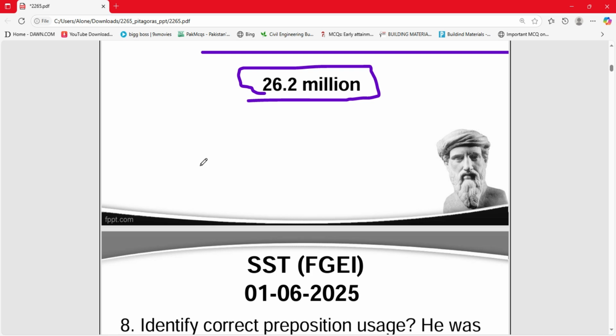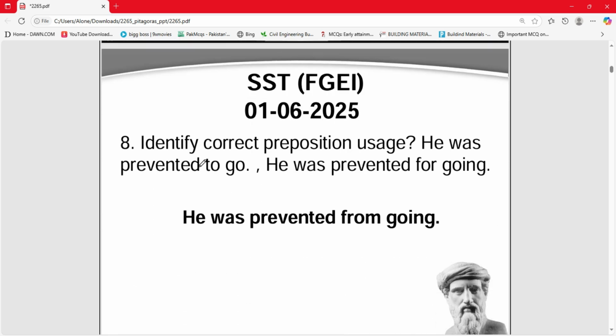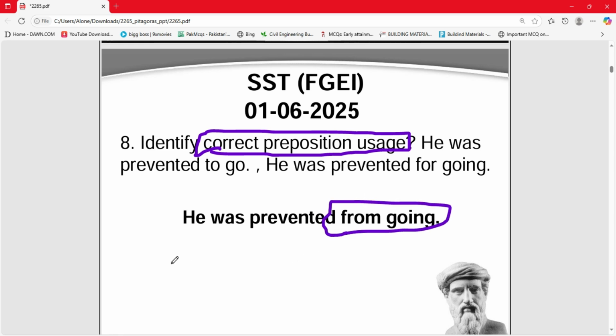So let's move to our next question, which is about English. Identify correct preposition usage. It means there is a mistake or error in usage of the proper preposition. He was prevented to go. He was prevented for going. The right answer is he was prevented from going, because we always take from with prevent. Prevent which means किसी भी चीज़ से मना करना या किसी भी चीज़ से रोकना. तो जो इसके साथ जो preposition इस्तेमाल होती है वो है from.